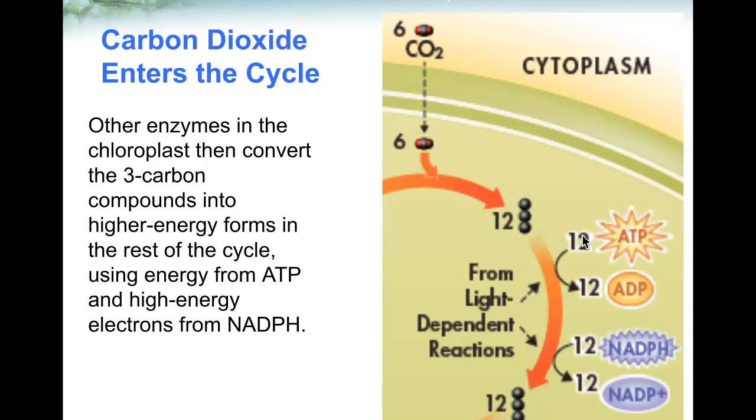ATP reduces down in energy to ADP, and NADPH converts down to NADP+, losing electrons. And these energies are from the light-dependent reactions.